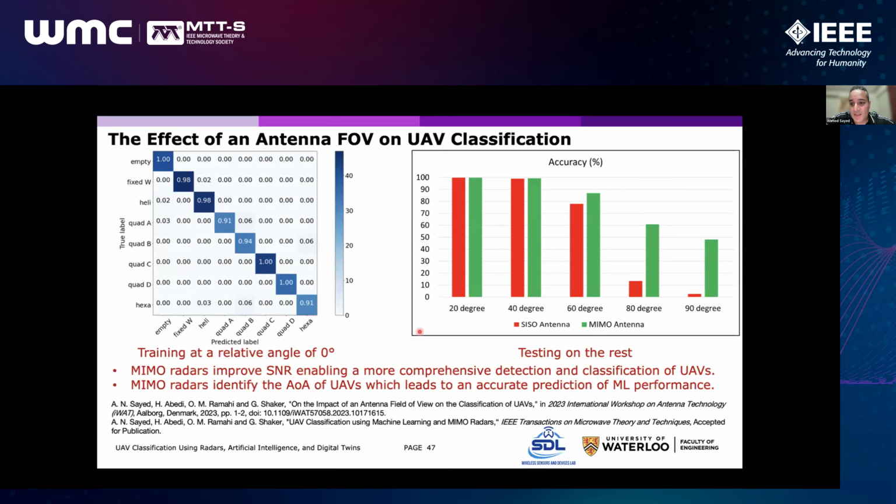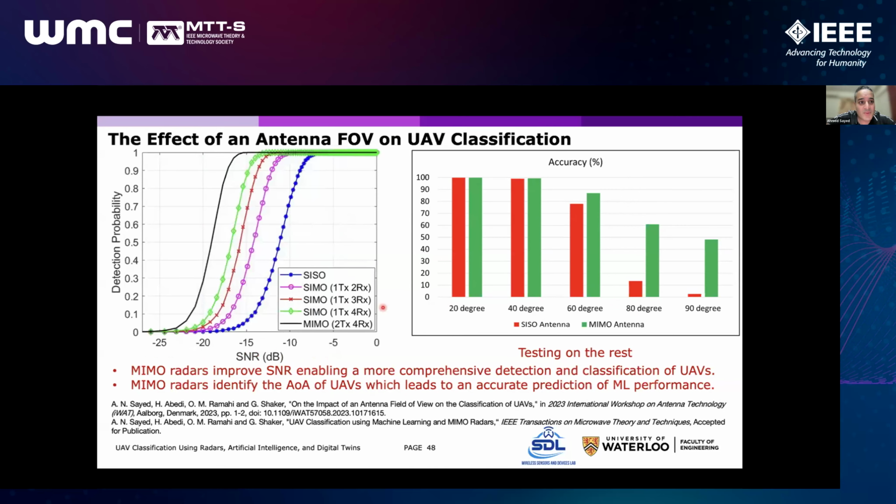But it can also be shown that MIMO radars improve the SNR of drones, which significantly enhances the classification accuracy at wider angles. What is more important is that MIMO radars identify the angle of arrival of drones, which leads to accurate prediction of machine learning performance. For example, if our radar detects an angle of 80 degrees and the classifier says that this drone is of type A, this means that we trust this result only 60%, with a probability of 40% that this result is not accurate.